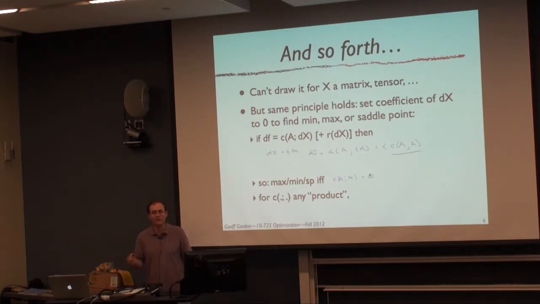And if c is any one of the products we learned about, the Hadamard product, Frobenius, cross product, any of them, then that is the same as saying that a itself has to be equal to 0. So we're at a minimum, maximum, or saddle point if and only if the coefficient of dx is 0.